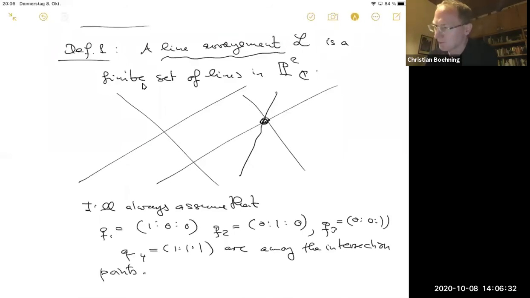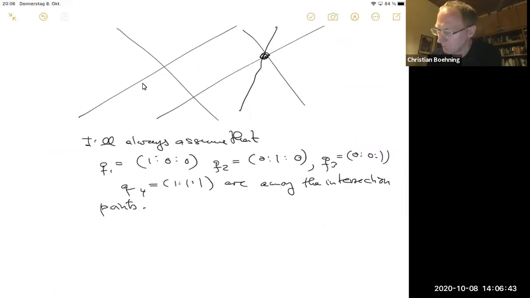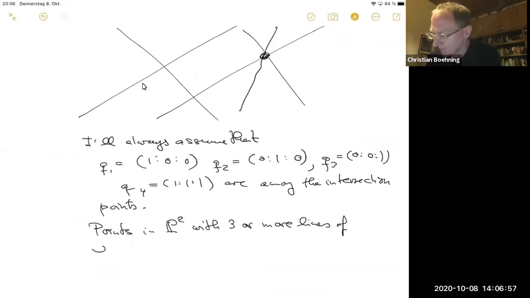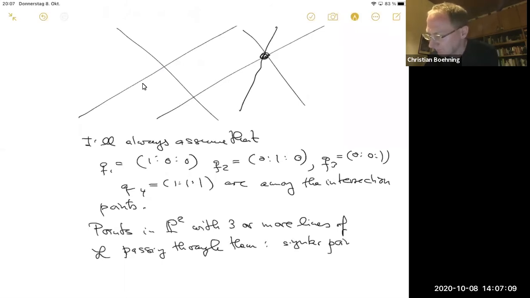I also want to introduce one other piece of terminology. Points in P2 through which 3 or more lines of the arrangement pass are called singular points of the arrangement. Okay, so far so good.